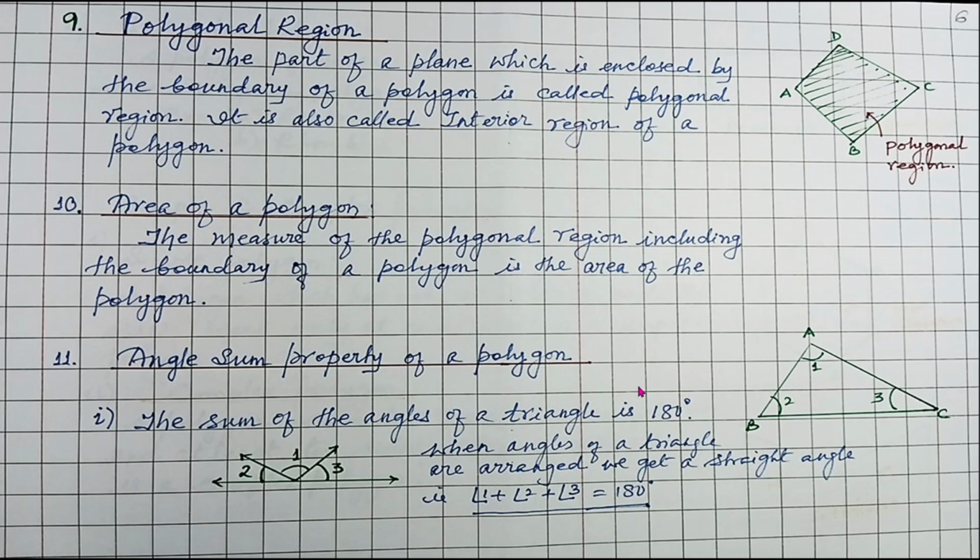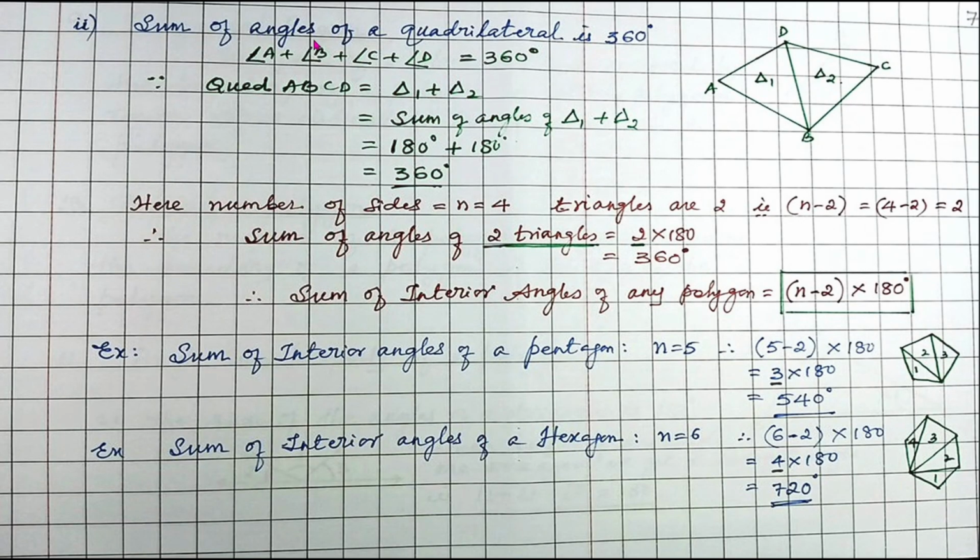Angle sum property of a polygon. If you consider a triangle here, a triangle which has three sides and three angles, if I add up angles 1, 2 and 3, we get a straight angle, that means angle 1 plus angle 2 plus angle 3 gives us a straight angle, and the straight angle is 180 degrees. Therefore the sum of the three angles of a triangle is always 180 degrees, or supplementary. Now the sum of the angles of a quadrilateral is 360 degrees, and it can be explained very easily.